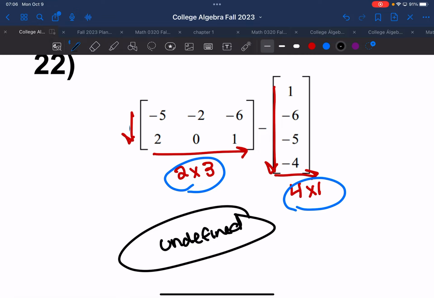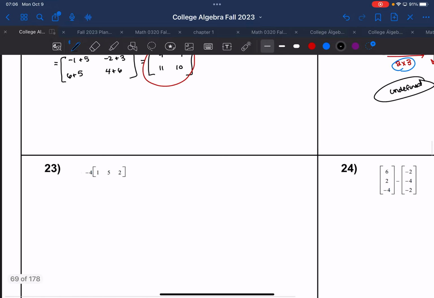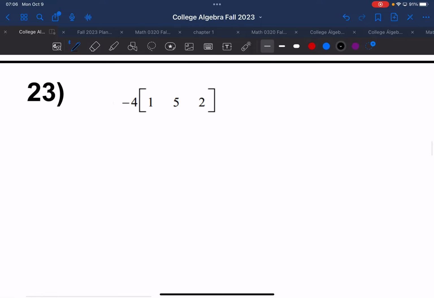Okay, let's look at 23. 23 is an example of scalar multiplication. So in this case, we just have a number outside of our matrix. So when you see this, I want you to just treat it like it is a distributing problem. So we would distribute that -4 inside of the matrix, and then this is just going to scale that matrix into a new matrix.